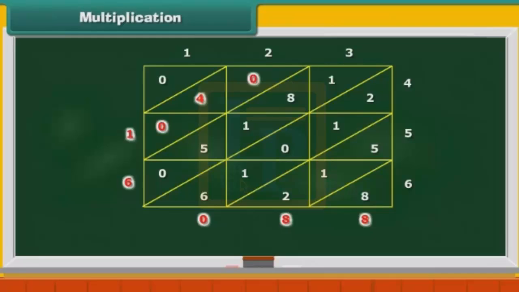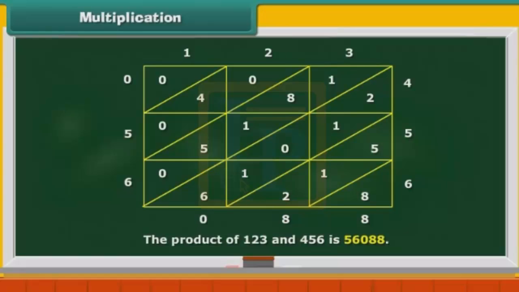It has 3 elements, 0, 4 and 0. Their sum is 5, including the carry over 1. Write 5. The last diagonal has only one element, 0. Write 0. Read the digits from top to bottom. 056088. Therefore, the product of 123 and 456 is 56088.